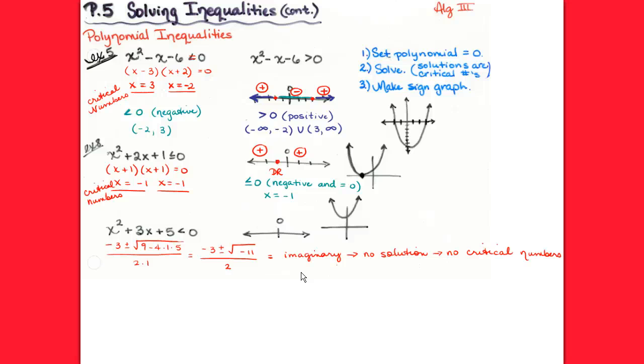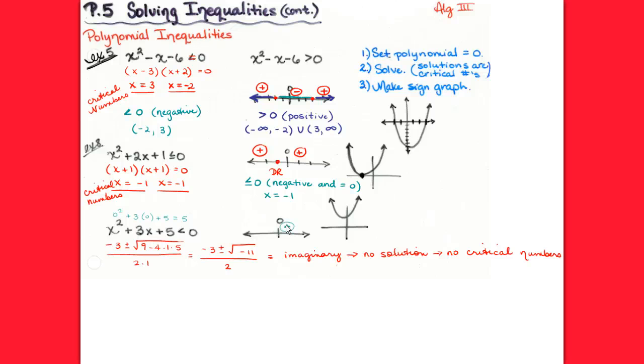So if there's no critical number to divide up this number line, that means either the entire number line is positive or the entire number line is negative. So I'm still just going to pick a test point to see what it is. If I take 0 and I plug it into this thing, 0 squared plus 3 times 0 plus 5 gives me a positive. Again, no critical number to make it change signs. So that whole number line, negative infinity to positive infinity, the whole thing is positive.